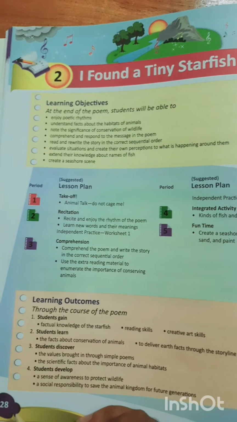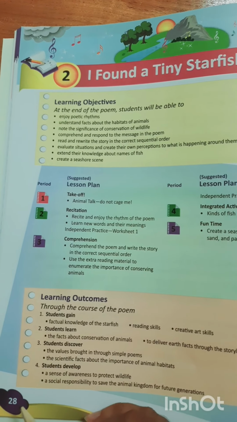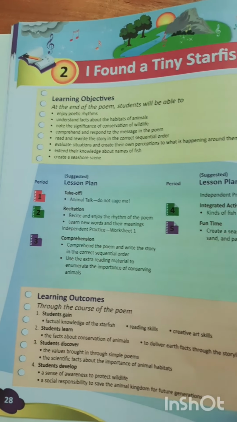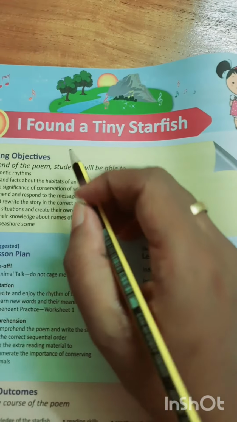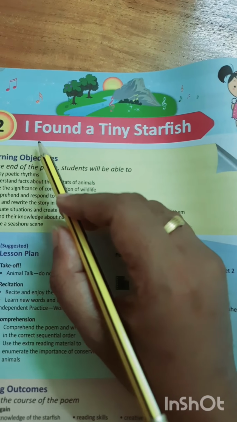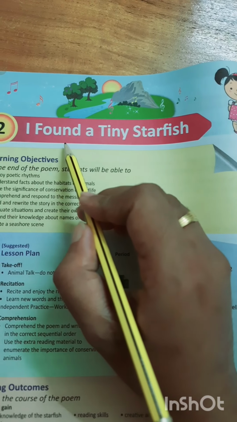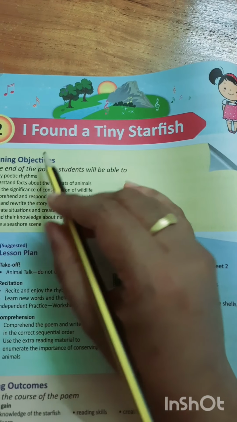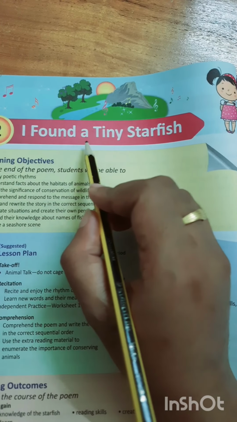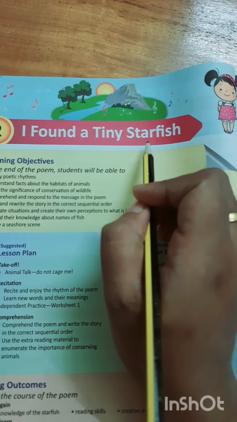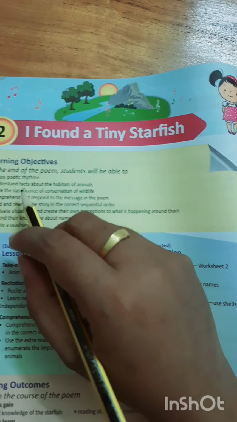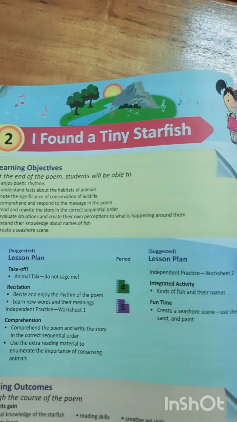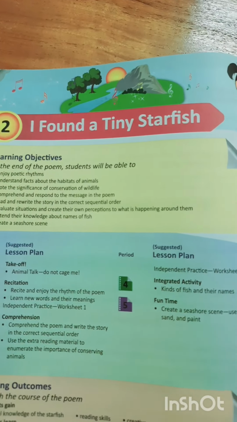Let me ask you, do you all have your textbook with you now? Find the textbook and turn to page number 28 quickly, my dear children. Once again, what's the title of the poem? Repeat after me. I found a tiny starfish. Once again, all of you repeat. I found a tiny starfish. Have you ever seen a tiny starfish before? Yes, we have seen it in animated movies, right, children?